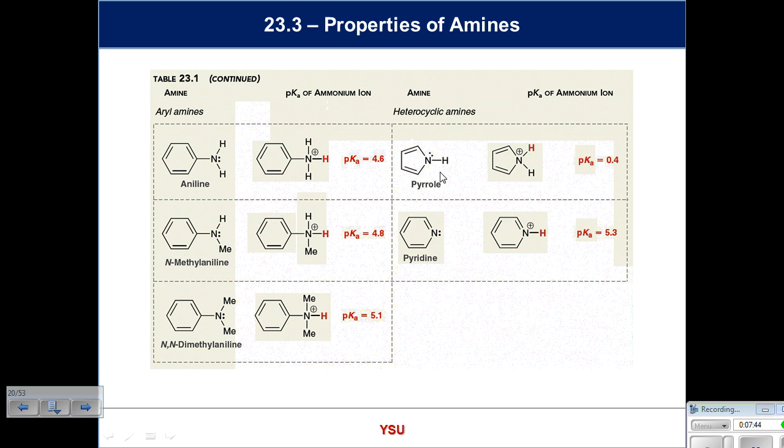Now, on the right-hand side, we've got some systems that we have seen before. This is a very low pKa, 0.4. Any ideas why this is so? Why is it such a weak base? This is a fairly strong acid. Why is that such a weak base?